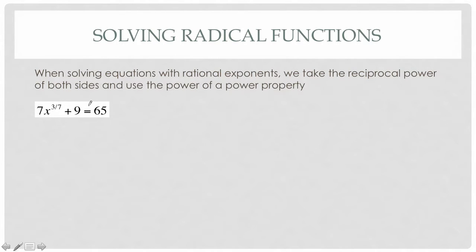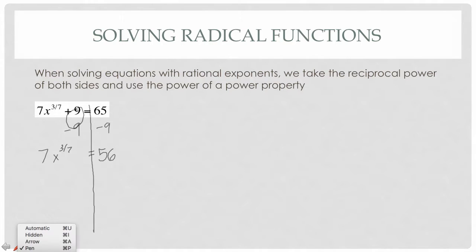Well, let's solve it out. Same thing. I want to isolate the x, the variable, to whatever power I'm dealing with. So let's subtract 9 first. That's the opposite of plus 9. So 65 minus 9 is going to be 56. And we have 7 times x to the 3/7. Now I want to get rid of that 7, so I'm going to divide both sides by 7. So x to the 3/7 power equals 8.